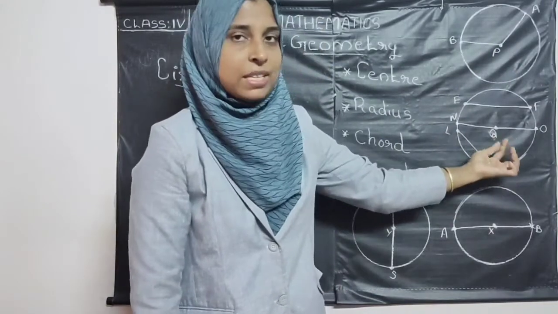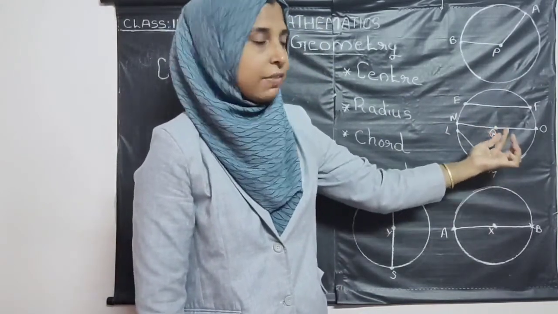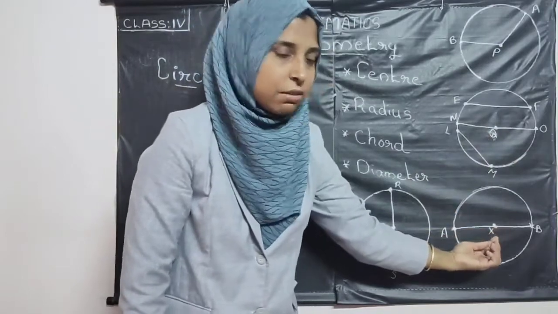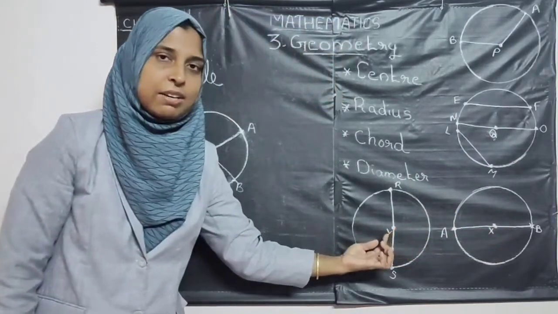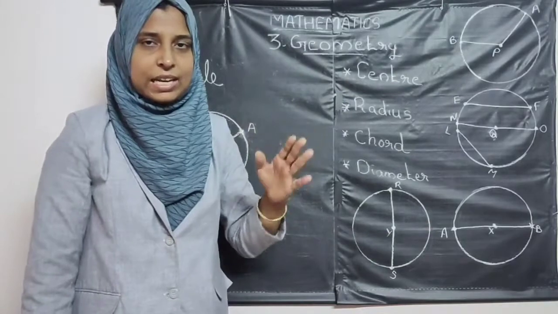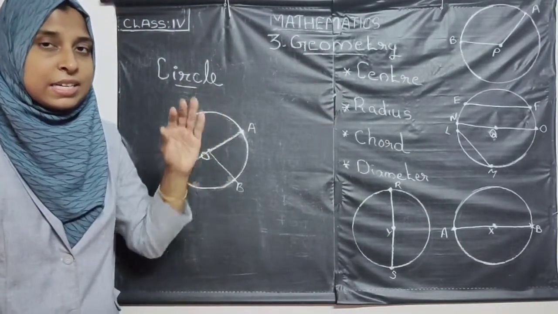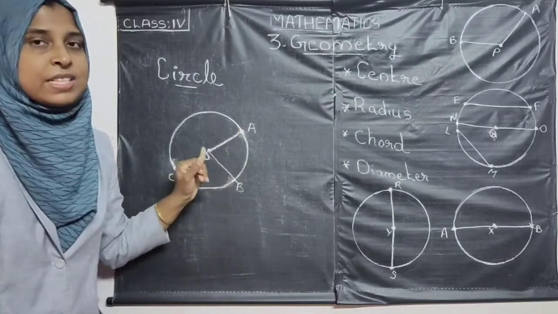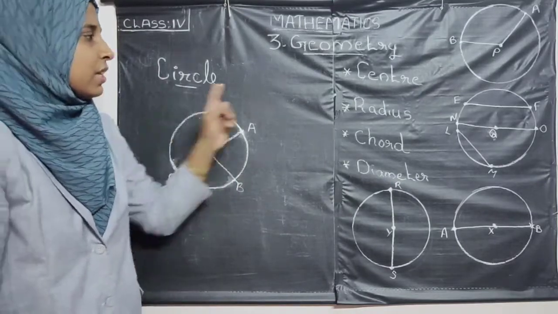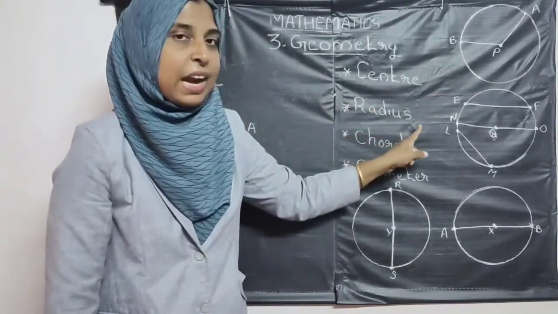So we can name the circle as a circle with center Q. This is a circle with center X. This is a circle with center Y. Got it? Every circle has a center from where the distance of all the points on the circle are same. Yes, got it.